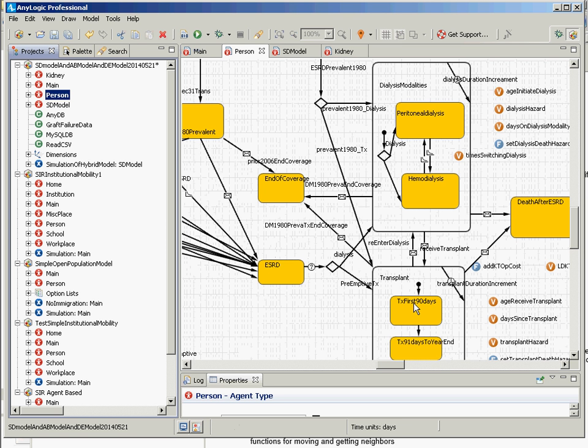Now, why do we do this? Why not just represent it all in agent-based modeling? Because all that logic, no question, could be done in agent-based modeling.